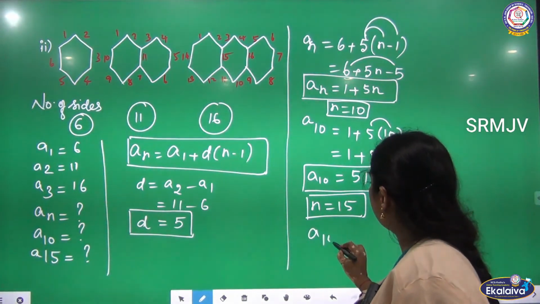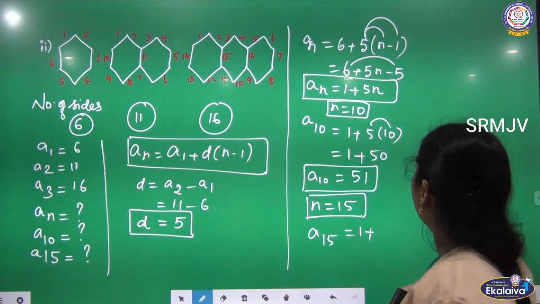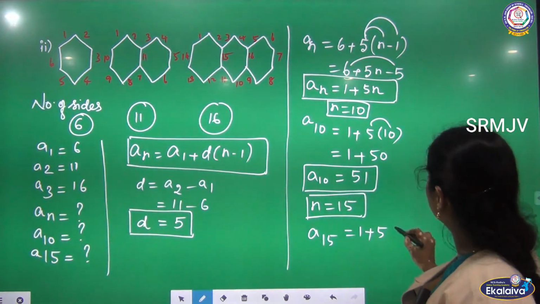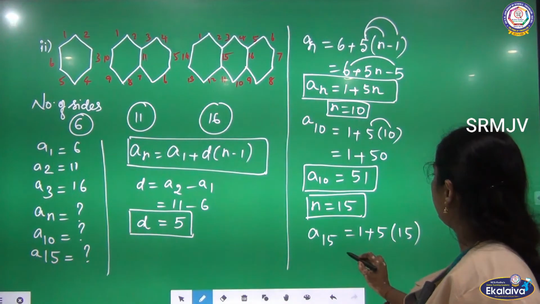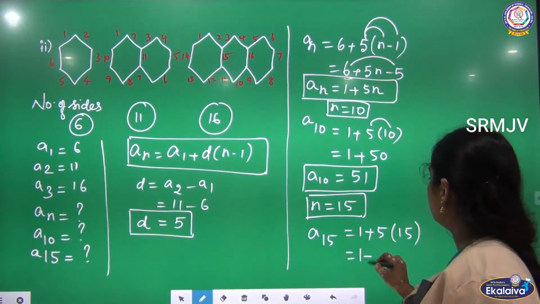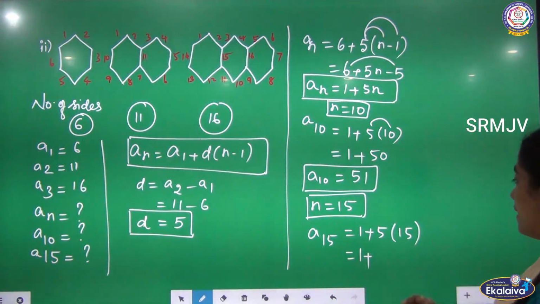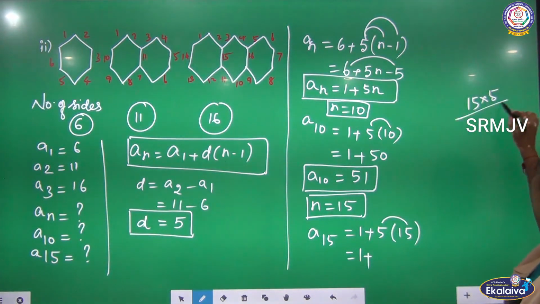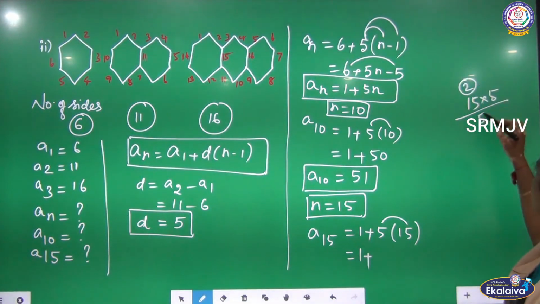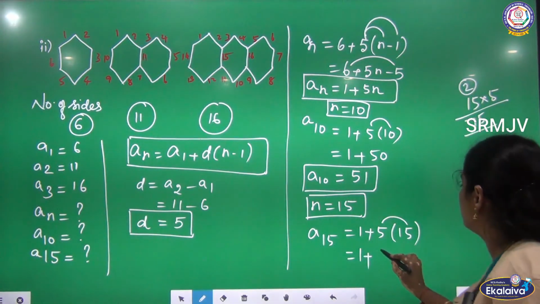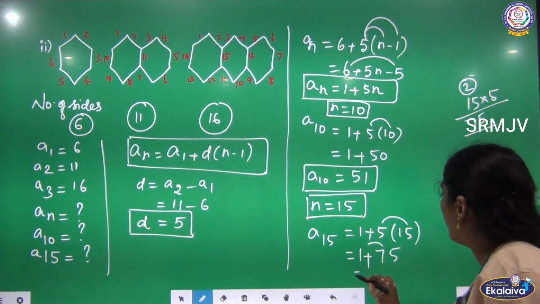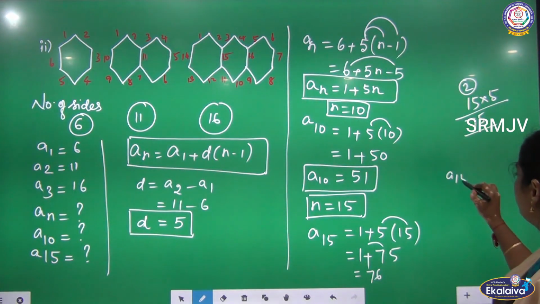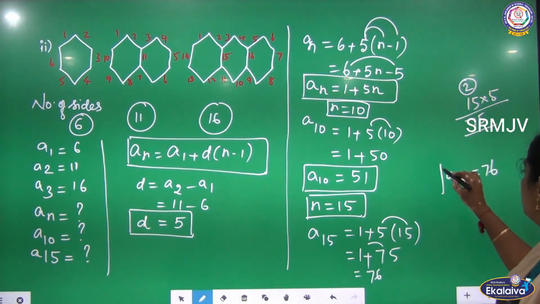Okay. Now A15 is equal to 1 plus 5, and instead of n I am going to substitute 15. Now listen, 1 plus 15 5s, what are 15 5s? 75. Okay, 15 5s are 75. So when I add these two, I get 76 as the answer. So A15 is equal to 76.